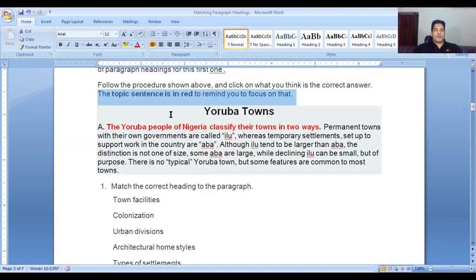The Yoruba people of Nigeria classify their towns in two ways. So this, I have made this in a red line. What to do is, because this is actually the topic sentence, and most of the answers are present in the topic sentence. So headings are present in the topic sentence. That's why I have made it red so that you can get an idea of where to get the answer from.